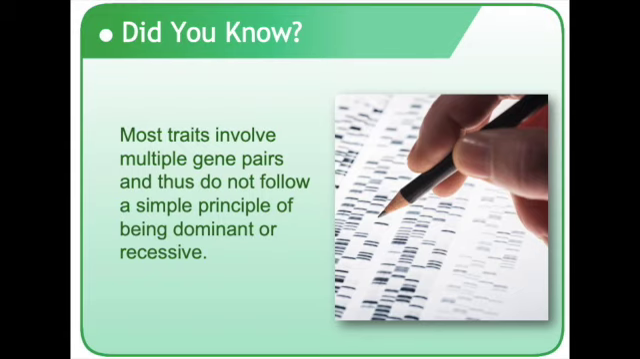However, some genes can get really complicated because most traits involve multiple gene pairs, so they don't follow a simple principle of being dominant or recessive. So that's why hair colors can vary wildly, as well as height can vary wildly in your family. It's because there's multiple gene pairs that are working to determine that overall trait of height or hair color.